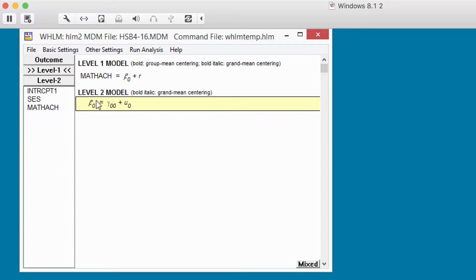And you'll notice that the first model that I'm going to demonstrate here is the unconditional model, where I have math achievement as the dependent variable with no predictor variables at level 1 or at level 2. Now I've already gone ahead and run this model, and so I'm going to show you the output.